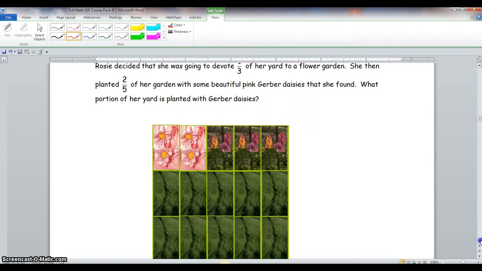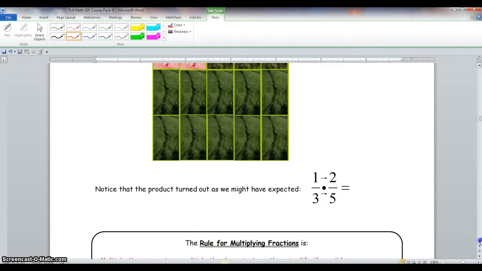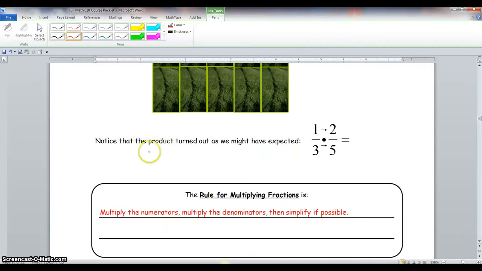Now, we're given a visual picture here. And now we will write this as a fraction. It says, notice that the product turned out as we might have expected. We have 1/3 times 2/5. Now it says here the rule for multiplying fractions is multiply the numerators, so we'll take 1 times 2 is 2. Multiply the denominators, 3 times 5 is 15. Then simplify if possible. 2 and 15 have nothing in common. Even if we did the prime factorization, this would be 2 over 3 times 5. You have nothing that simplifies out, so it'll still just be 2 over 15. And that's it for that problem.